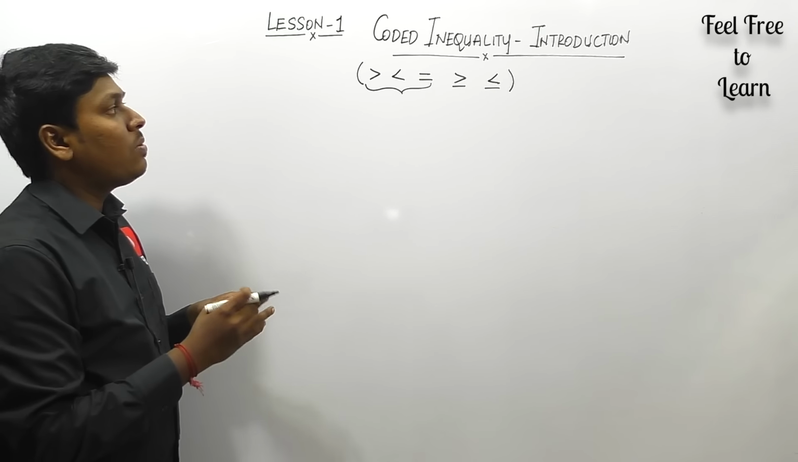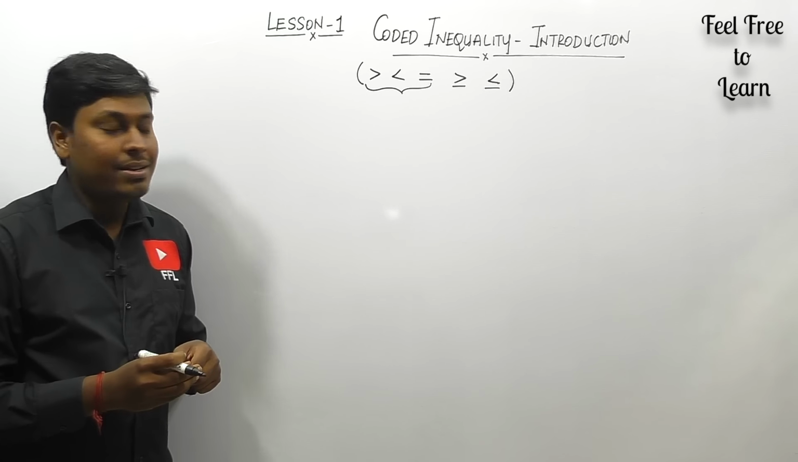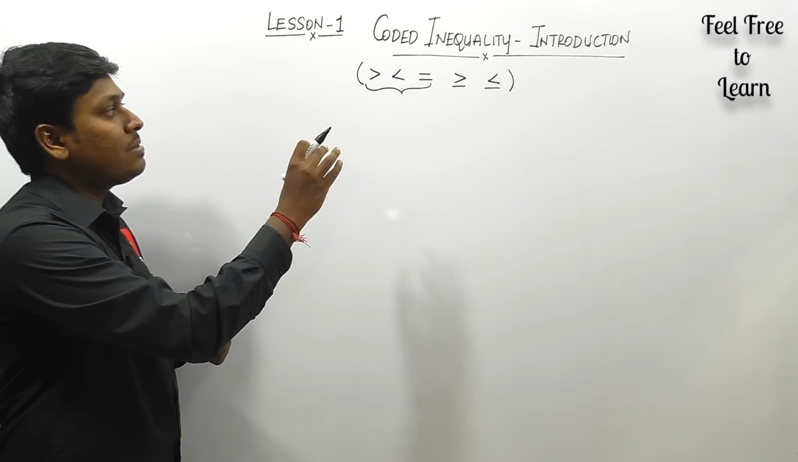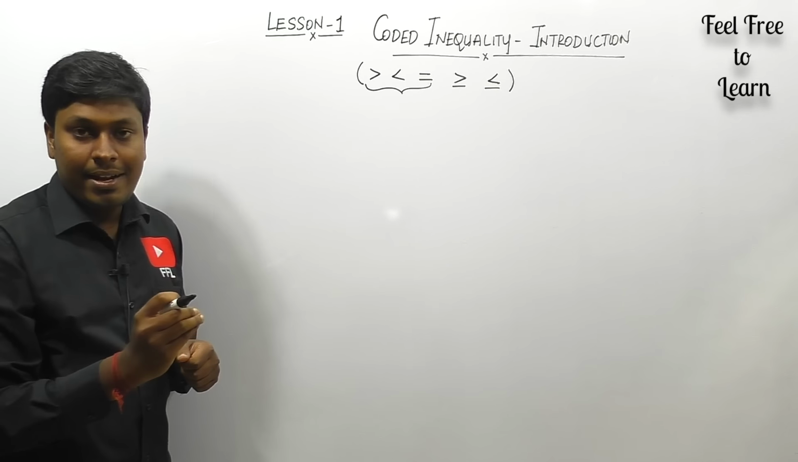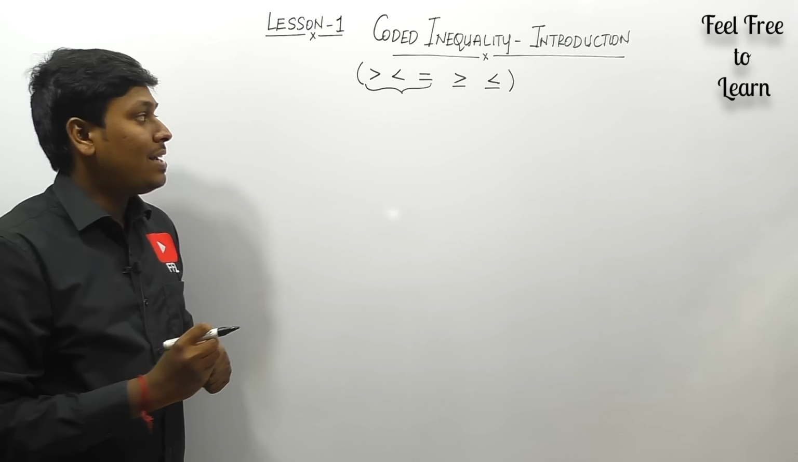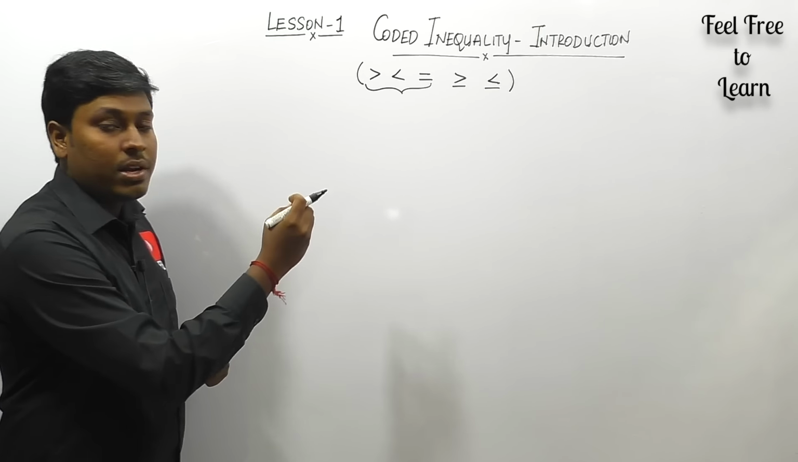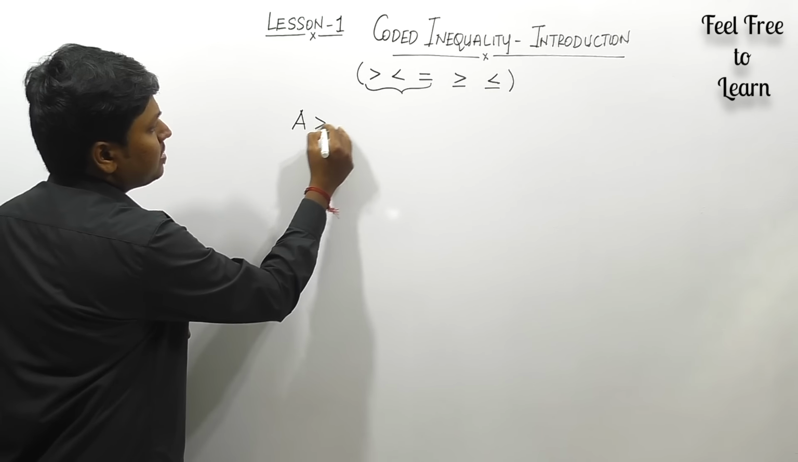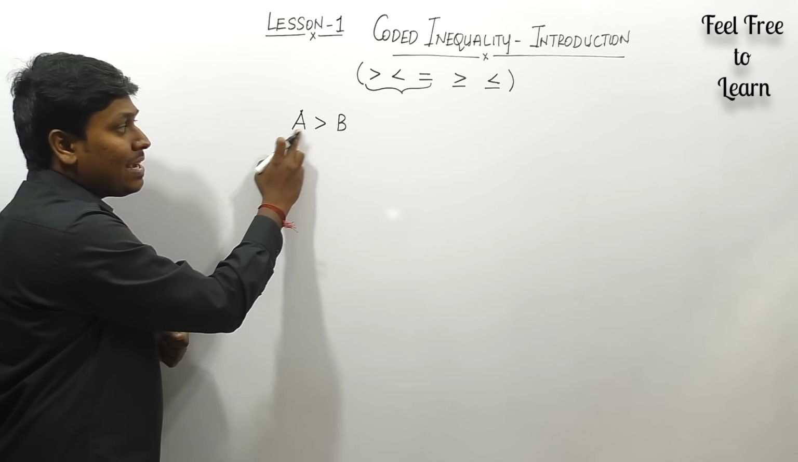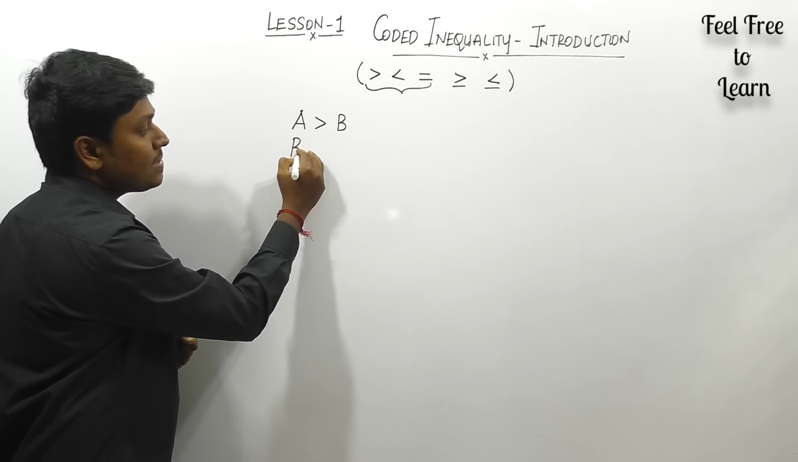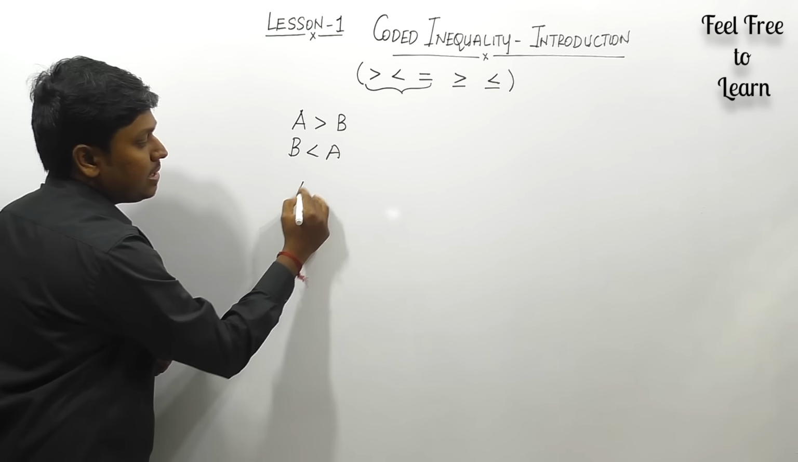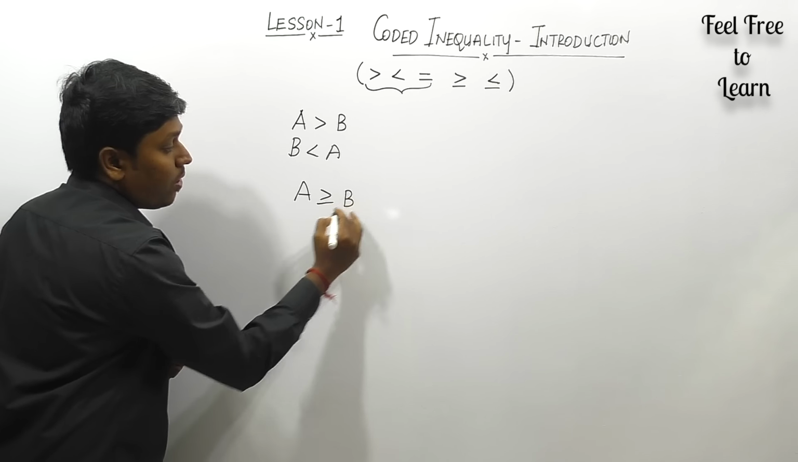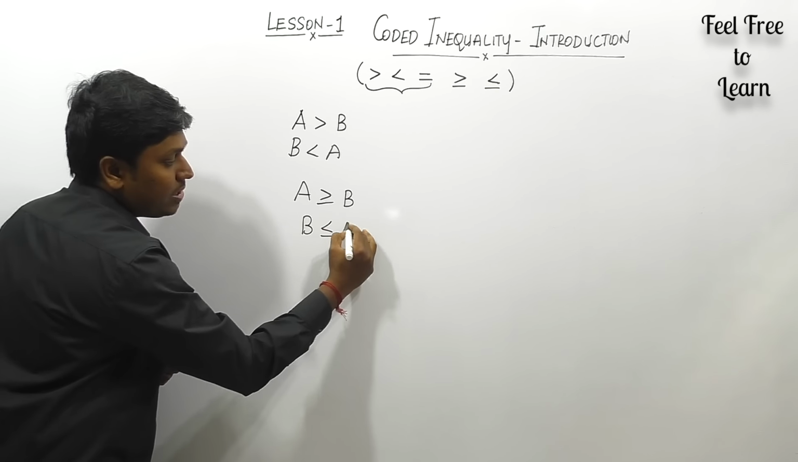But if you need to solve all the questions on coded inequality, then you need to know all 5 symbols: greater than, less than, equal to, greater than or equal to, and less than or equal to. Everyone knows the meaning of these. A greater than B can be written as B less than A, both are the same. Similarly, A greater than or equal to B, or otherwise B less than or equal to A, both are the same.